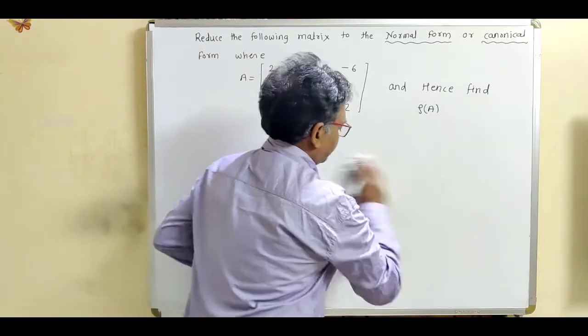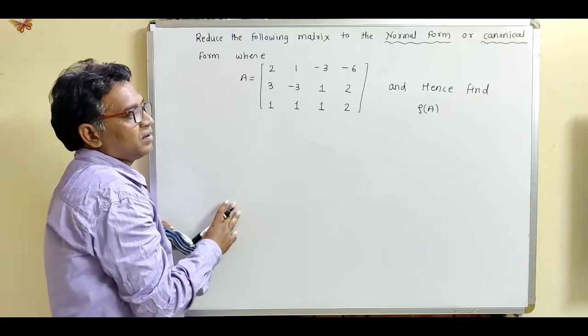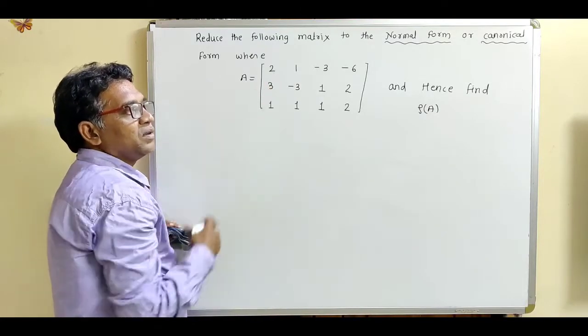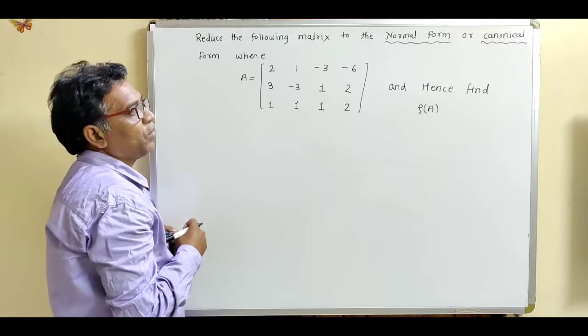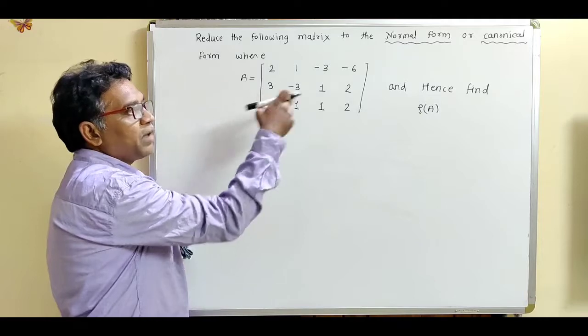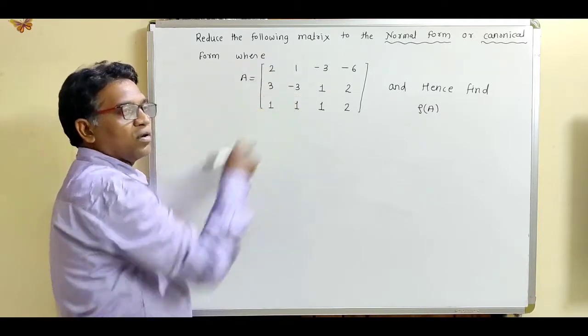So see, this is the given example. We are given the matrix A, and we want to find out the rank of the given matrix by using the normal form or canonical form. Now this given matrix is of 3 by 4 order. There are 3 rows and 4 columns.